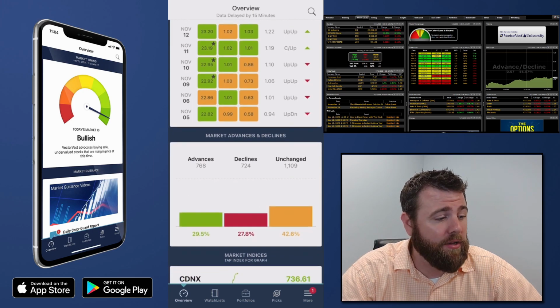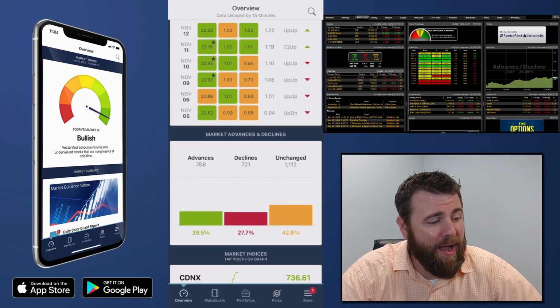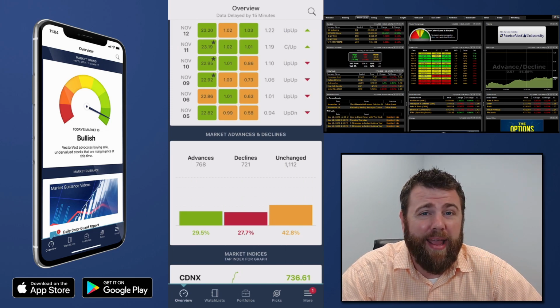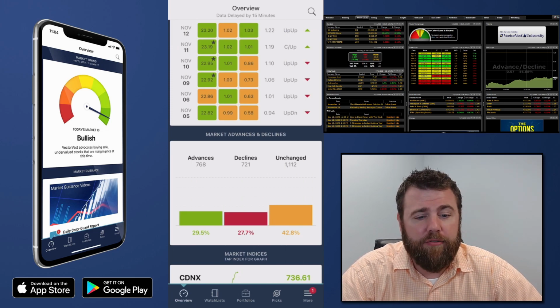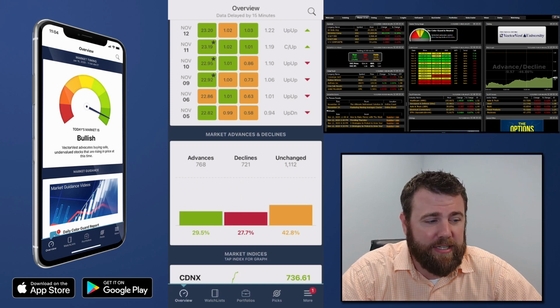We scroll down, take a look at the advanced declines. Right now, we're about flat. We're about 30% of stocks moving higher and 28% of stocks moving lower. So really, no clear bias that we see with that.